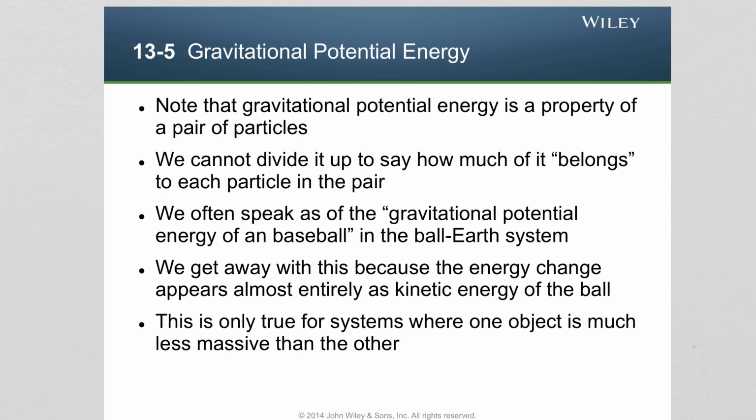Let's now talk about gravitational potential energy. The gravitational potential energy is a property of a pair of particles. We cannot divide it up to say how much of it belongs to each particle in the pair. We often speak of the gravitational potential energy of a baseball in the ball-Earth system. We get away with this because the energy change appears almost entirely as kinetic energy of the ball. But this is only true for systems where one object is much less massive than the other.